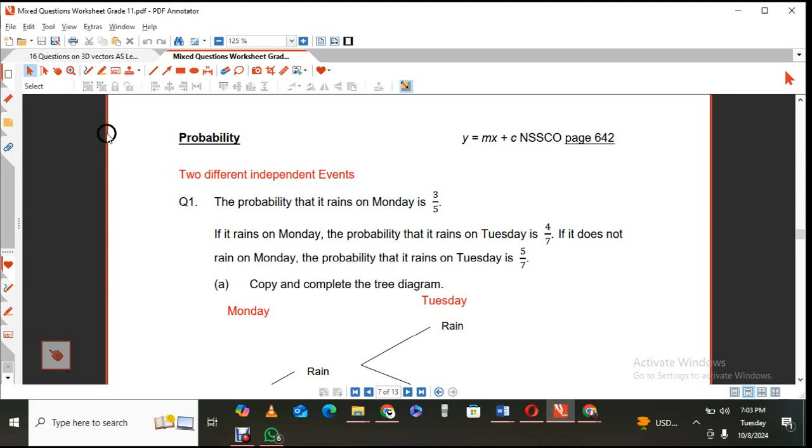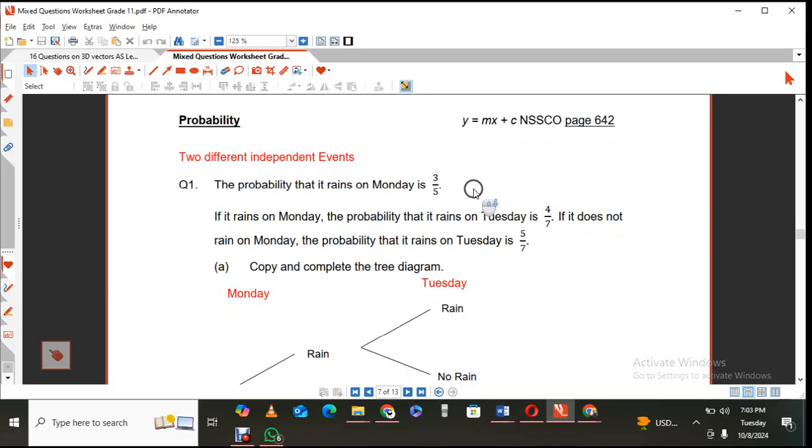So I'm doing some questions on probability. If you are in Namibia and you are using the dy equals mx plus c success book, find these questions on page 642. There are three questions I'm doing, and it's about two different independent events.